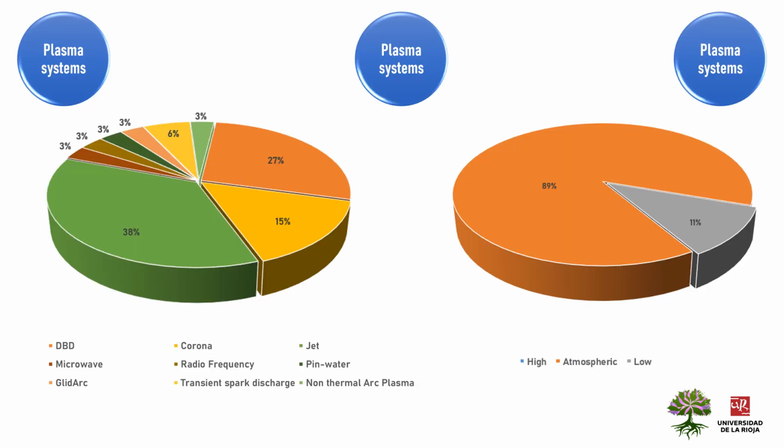Let's start with the plasma systems used. In this graph, we can see that the jet is the most common one, followed by the DBD. Moreover, the vast majority apply plasma at atmospheric pressure, and none of them apply treatments at high pressure.